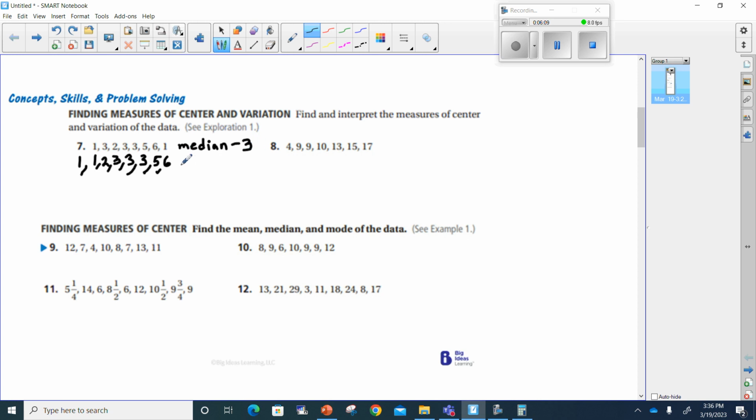All right, let's go ahead and try the mode. Since 3 is the one that is most often seen, the mode will also be 3. And then let's try the mean.